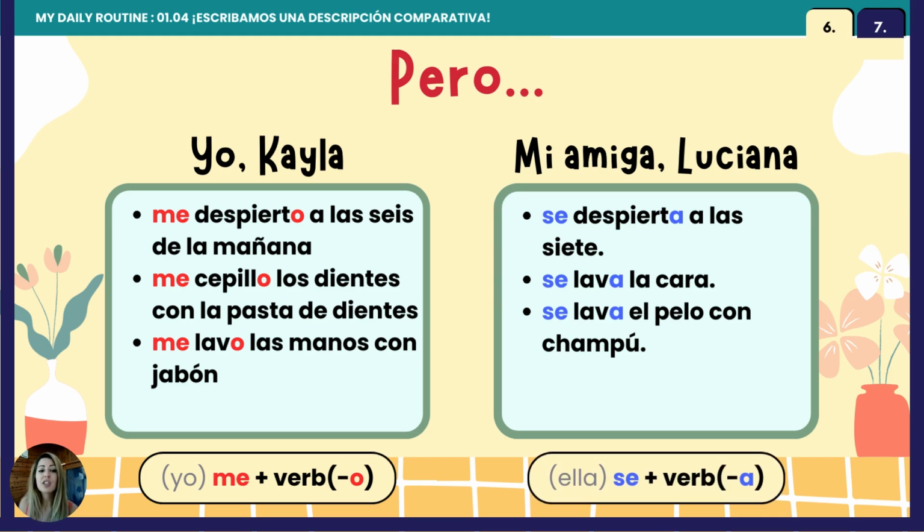Now, if we go back to look at the difference between Kayla and Luciana's routine, she, talking about herself, says, me despierto a las 6 de la mañana, whereas her amiga Luciana se despierta a las 7. Kayla says, me cepillo los dientes. Her friend se lava la cara. Kayla says, me lavo las manos, whereas her friend se lava el pelo. Now, notice the differences between the yo and the ella form.